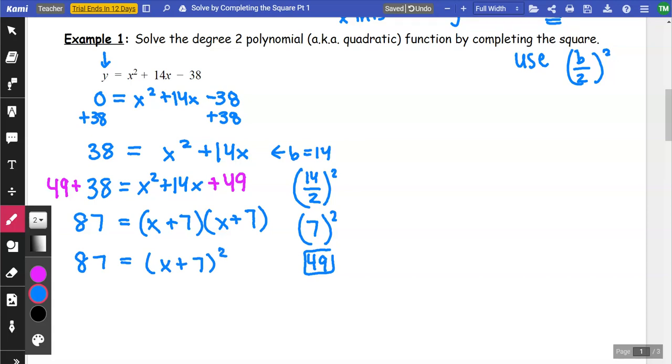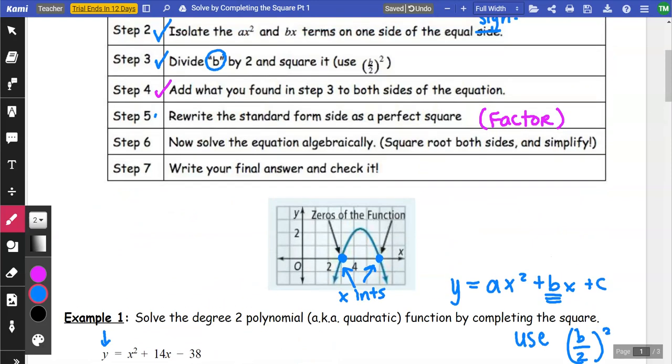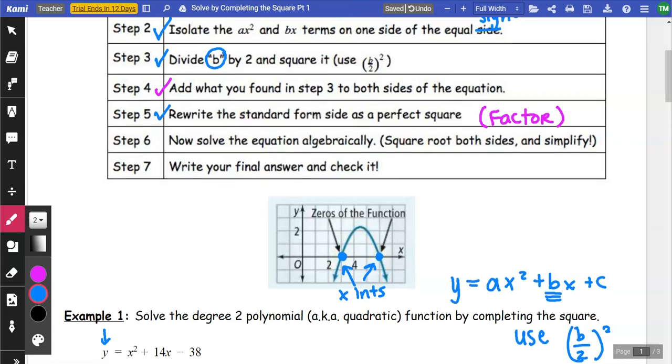So now we've written this side of the equation as a perfect square. X plus 7 squared, something times itself. So step 5 is done. Step 6, now solve the equation algebraically.